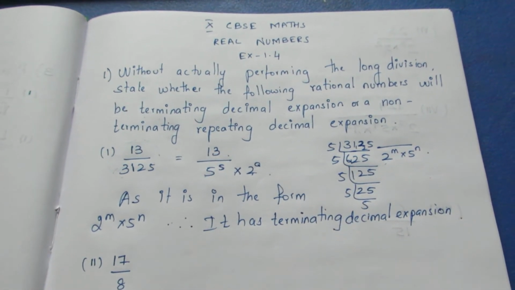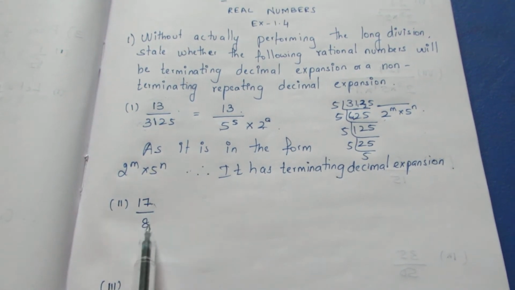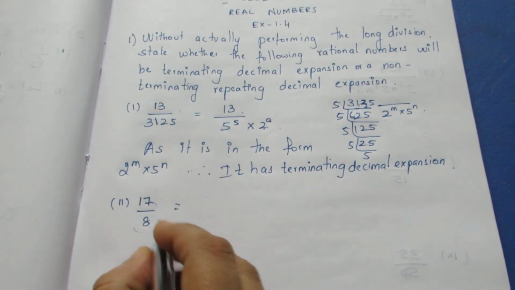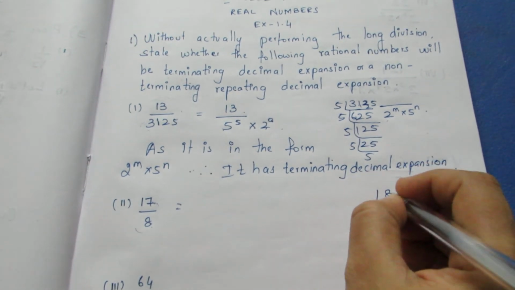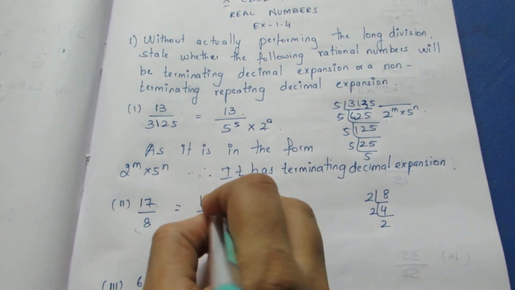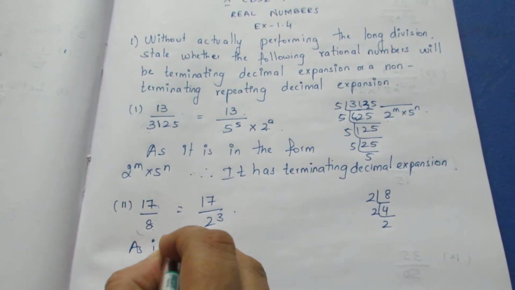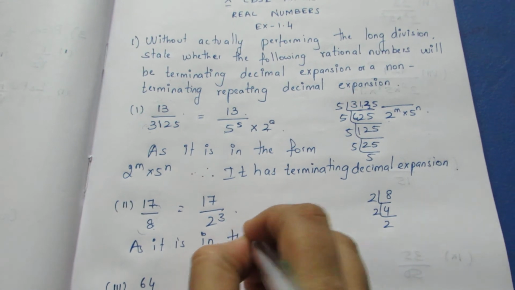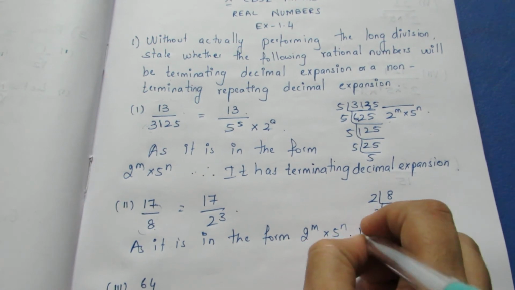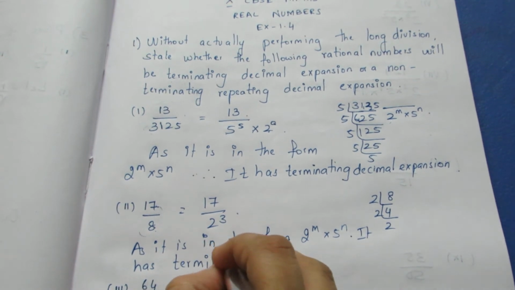So that's all with the first sum. We'll move on to the second sum. First we need to check that the number is in simplified form. As it is already in simplified form, we can start with the factorization of 8. Factorization of 8 is 2 fours are 8, 2 twos are 4, it is 2 cube. So this can be written as 17 by 2 cube. So again it is in the form 2 power m into 5 power n. It has a terminating decimal expansion.